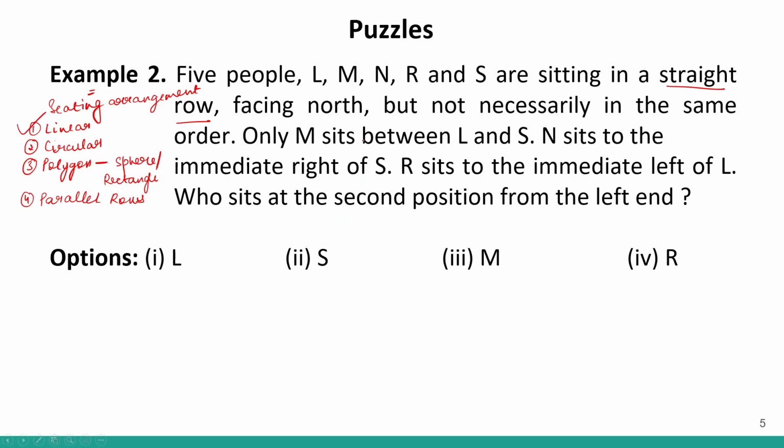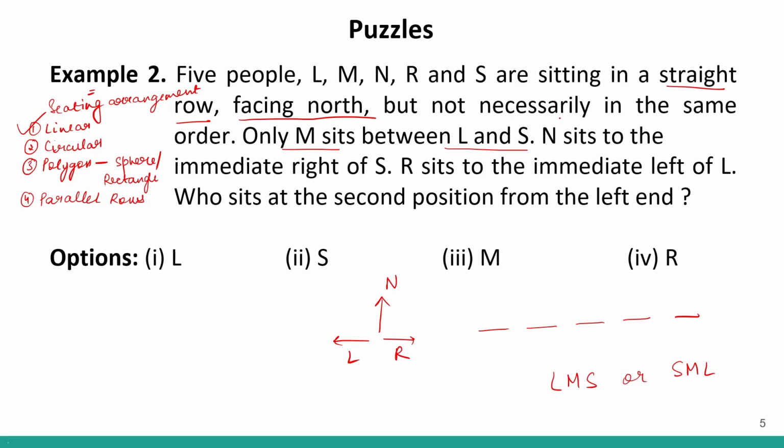Okay, now let us come to the question. There are 5 people, L, M, N, R, and S, sitting in a straight row facing north, but not necessarily in the same order. So if they are facing north, they are facing this side. That means this will be their right side and this will be the left side, correct? And there are 5 people, so 1, 2, 3, 4, 5 positions we have. Now it is given to us that only M sits between L and S. So we will have two possibilities. Either we can have L, M, S because M is sitting between L and S, or we can have S, M, L because we don't know whether S is to the right of M or L is to the right of M. That is not given to us.